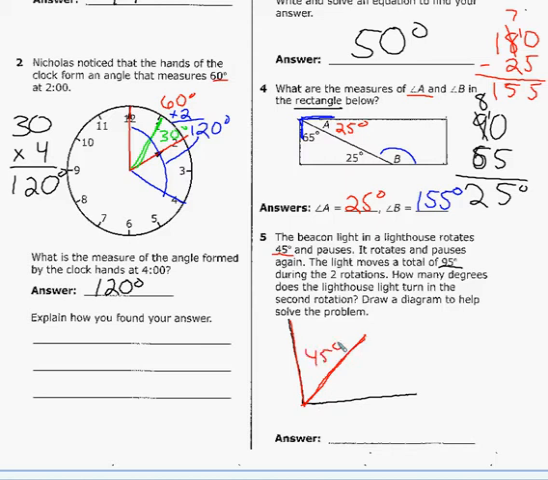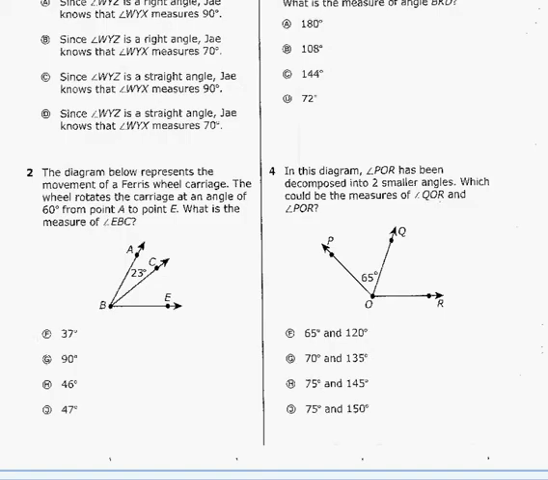So if I want to figure out the second rotation, all I'd have to do is subtract 45 from 95. So I got 95 minus 45. 5 from 5 is 0, and 4 from 9 is 5. So that means the second rotation, I'll make that blue, is 50 degrees. I'll write that down here. Okay, let's go ahead and look at the second page.